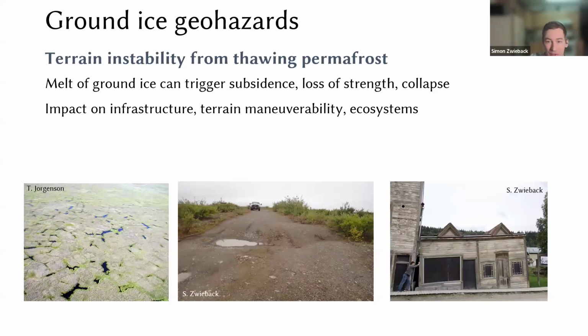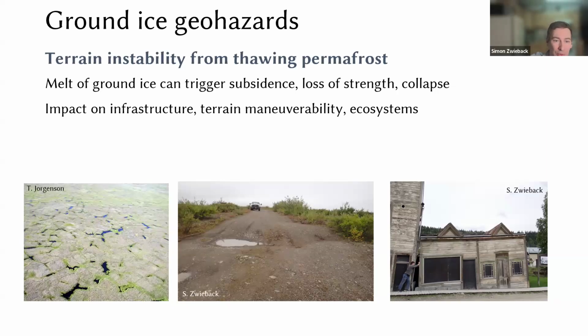So what I want to focus on in the next 10-15 minutes is to talk more about what we can do to understand where the ground ice is and how much there is. And specifically what we want to do is identify regions where the surface has remained stable so far, but where there is sufficient ground ice for instability to occur in the coming decades.